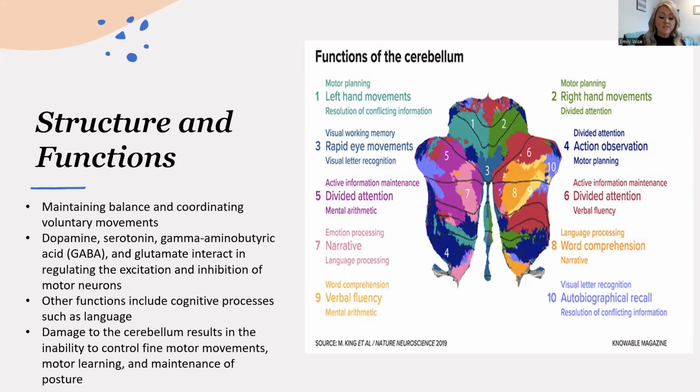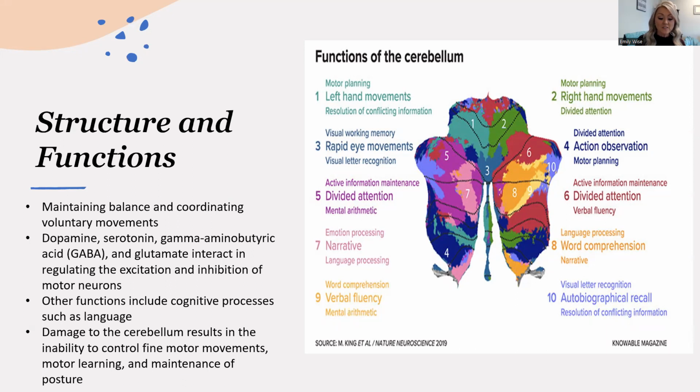The cerebellum is involved in maintaining balance and coordinating voluntary movements, while the striatum facilitates voluntary movement. The mediation of movements is done by both structures in the cerebellar cortex, while various neurotransmitters are integral parts of the circuits. Dopamine, serotonin, GABA, and glutamate, to name a few, interact in regulating the excitation and inhibition of motor neurons. Studies have long demonstrated the involvement of such neurotransmitters in the proper functioning of motor neurons in the striatum and cerebellum.